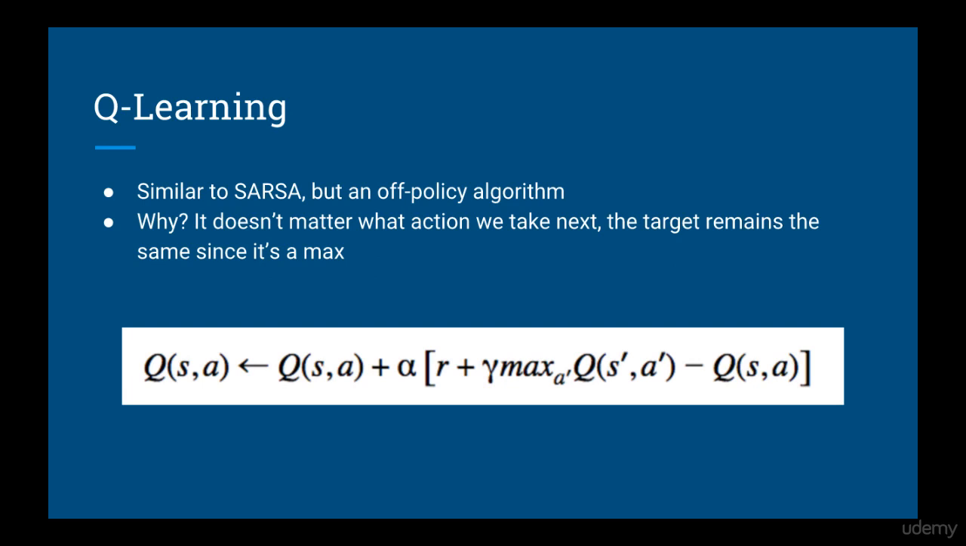The final algorithm we looked at is called Q-learning. Q-learning is very similar to SARSA, but it's an off-policy algorithm, because the update equation remains the same no matter what action we take. The difference here is that the return is now estimated based on the max of Q over all possible next actions. In other words, it doesn't matter what action we take next, because we're always taking the max over all of them to update Q of SA.